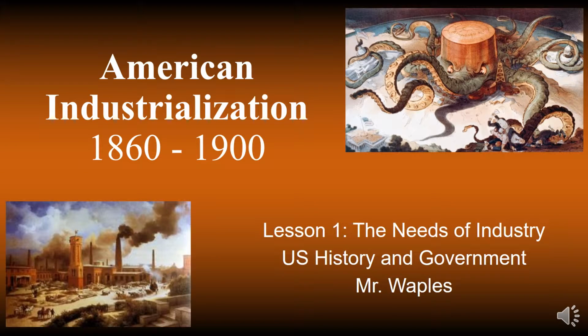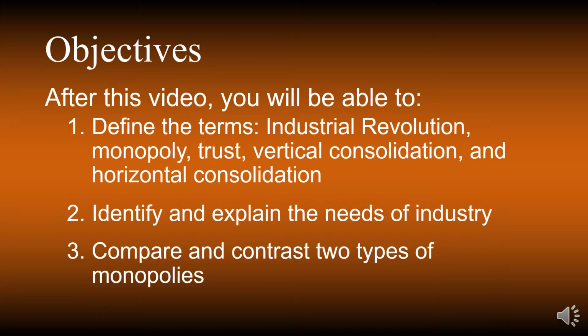This is the first video lecture to our American Industrialization unit. The objectives for this lesson are to first be able to define the terms Industrial Revolution, monopoly, trust, vertical consolidation, and horizontal consolidation. You should be able to identify and explain the needs of industry after this lecture, and you should also be able to compare and contrast two types of monopolies.